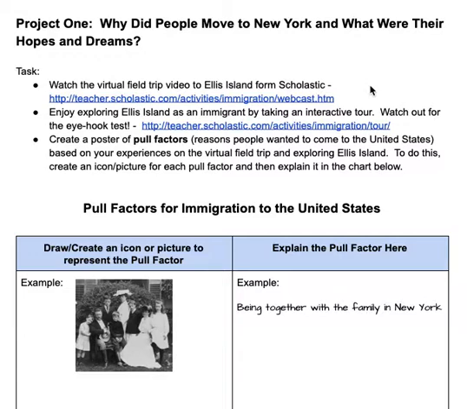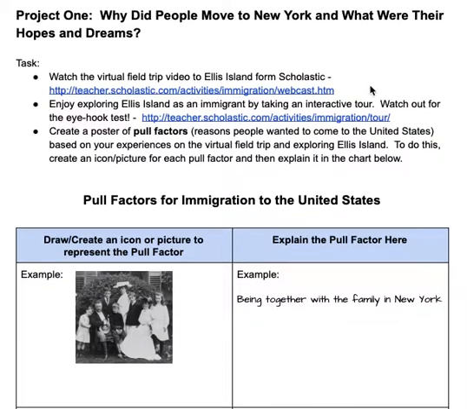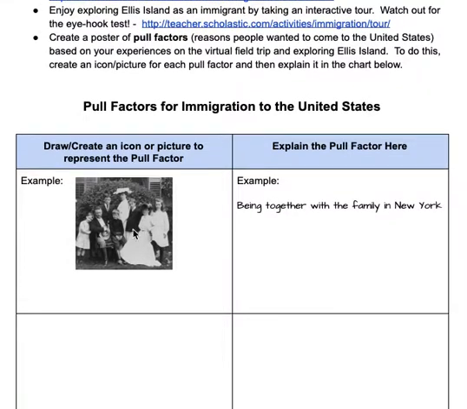Then what I want them to do is create a poster. What were those pull factors, the reasons that people wanted to come to the United States? You'll learn pull factors after you look at that video and as you go through the Ellis Island interactive tour. For example, I gave you an example here: create or use an icon that is a pull factor. A pull factor is, I wanted to be together with my family. Oftentimes, single males went early and they were going to be met up with their families later on.